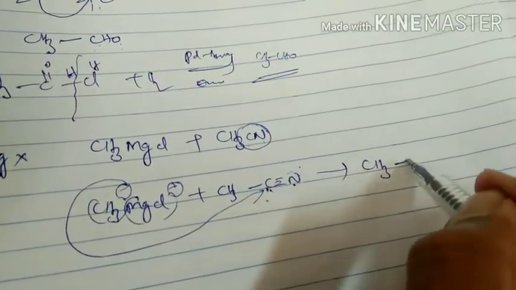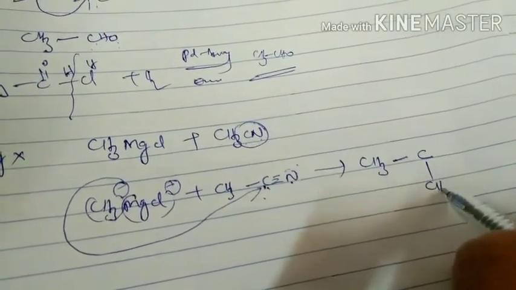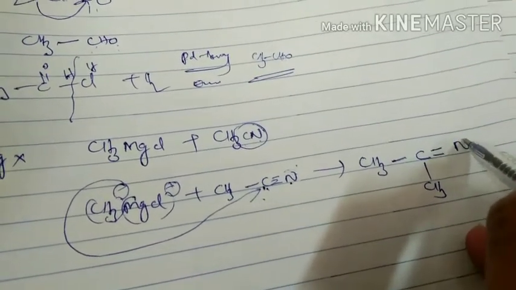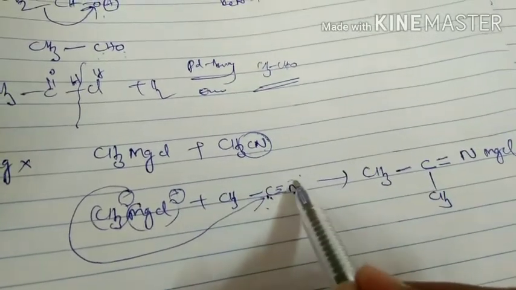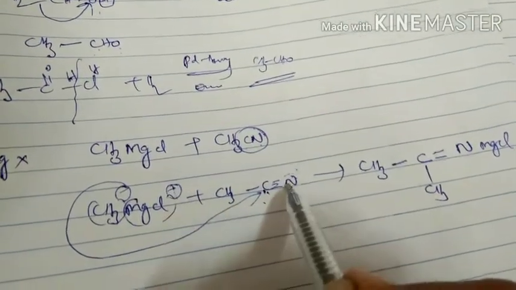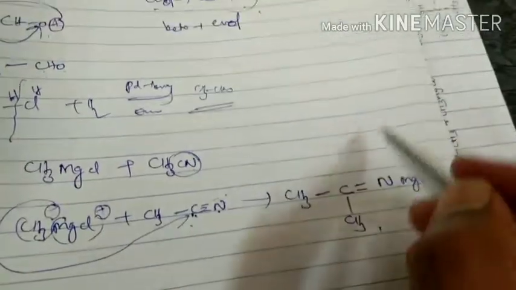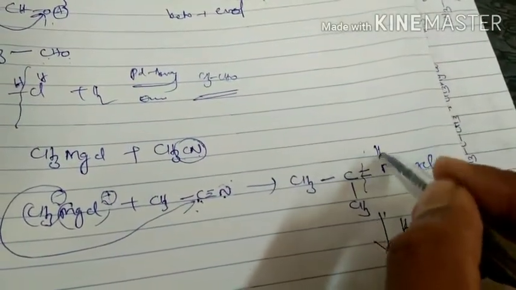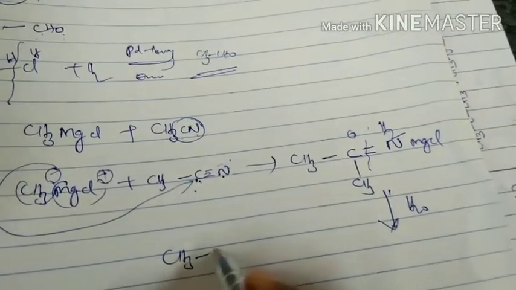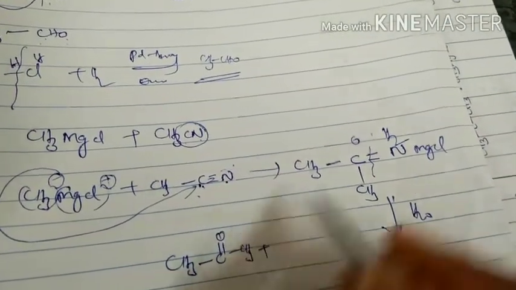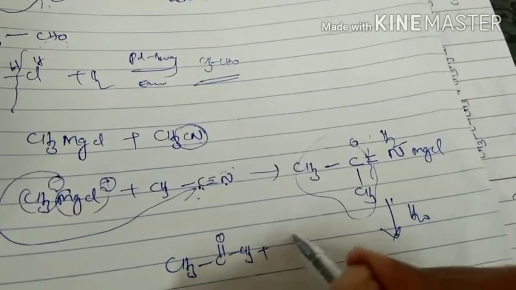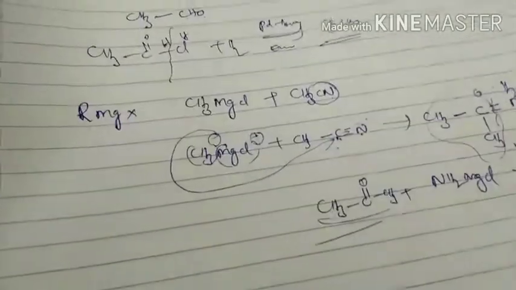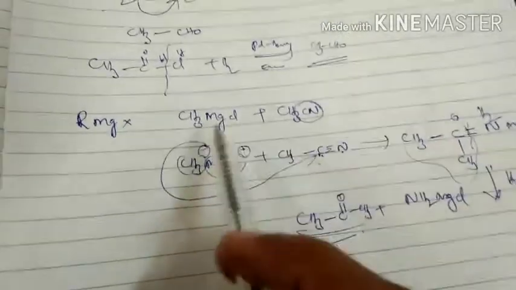Finally we get CH3, and the triple bond becomes a double bond because addition takes place, then NMgCl. Why does MgCl come? Because this is a negative charge, and the positive part comes to it. This is unstable, so it undergoes hydrolysis. Then this double bond will be broken. On this side H2 comes and on this side O comes. We get CH3 C double bond O CH3, plus NH2MgCl. This is the ketone. Like that we can prepare any ketone from Grignard reagent.